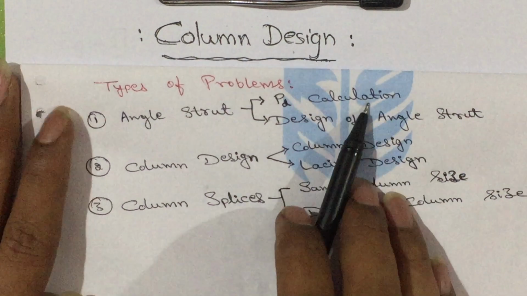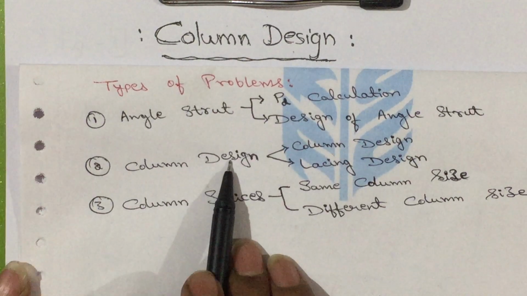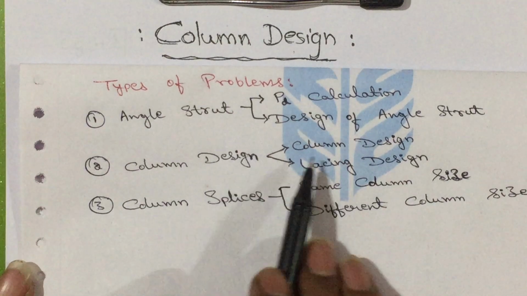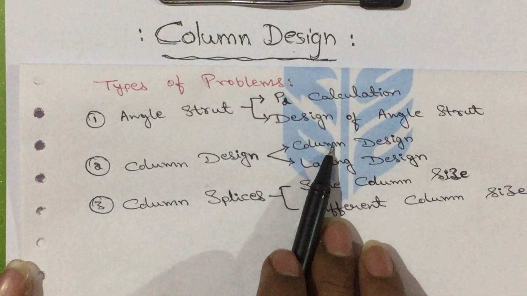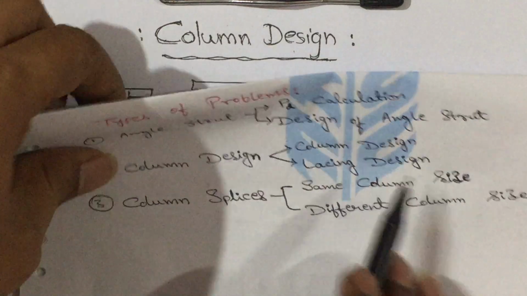In this session, we are going to discuss the type 2 numericals that are related to column design. In column design, we come across the column design as well as the lacing design. Okay, let us start.